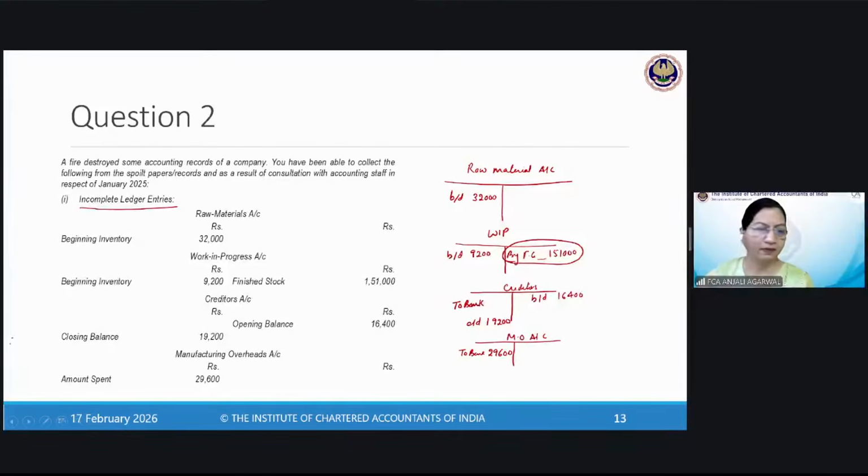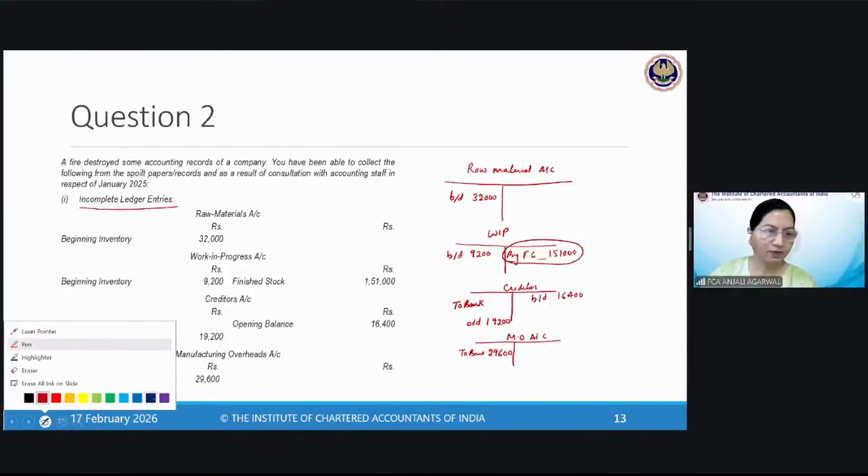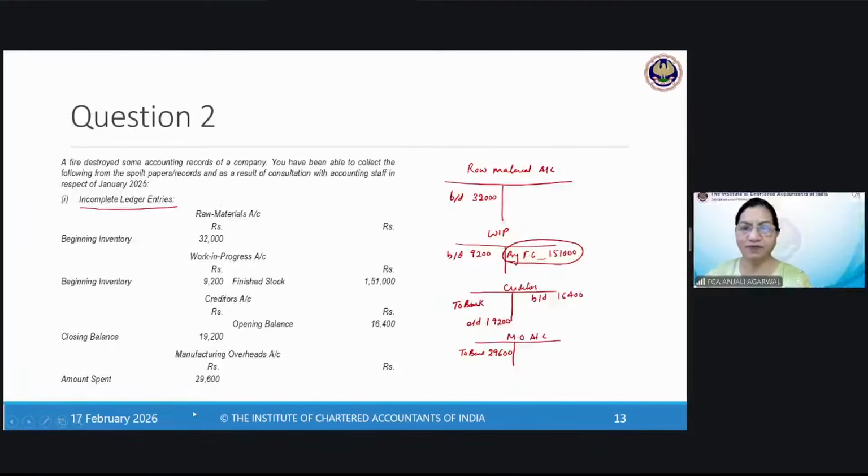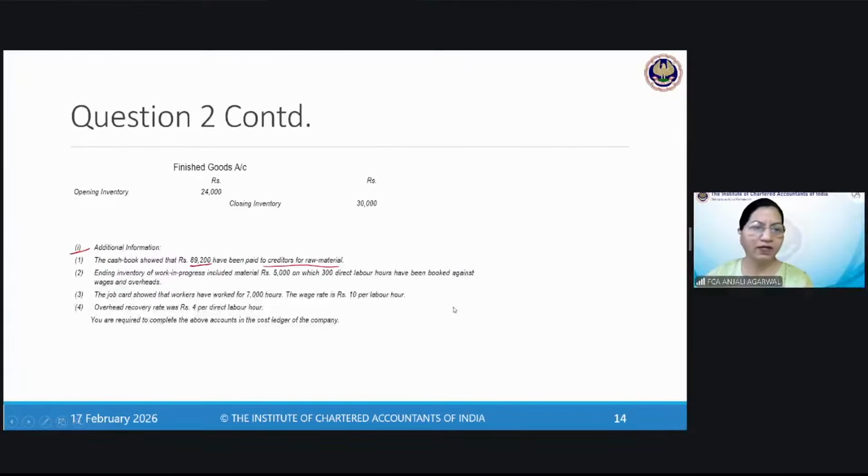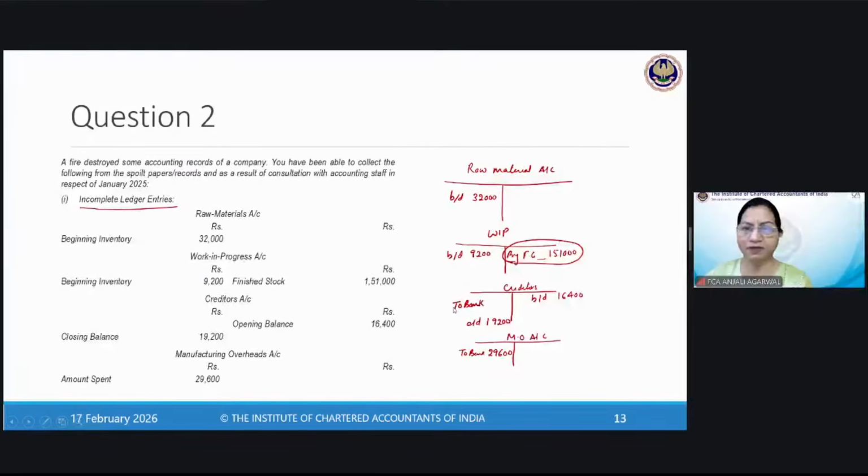Okay. I will use a different color pen now. Whatever the information was there, I have simply pasted it in the various accounts. Now I start doing my working. So 89,200 has been paid to creditors. First entry. Now what does the creditor account have? A creditor account has the opening balance and then purchases. And then something is paid and something remains as closing balance.